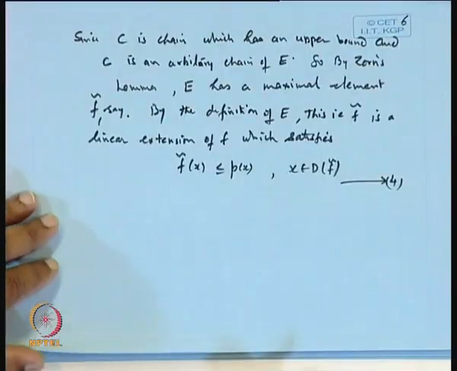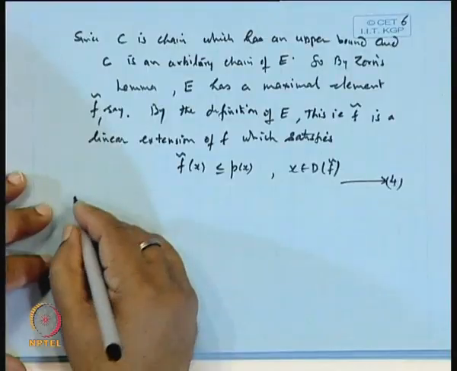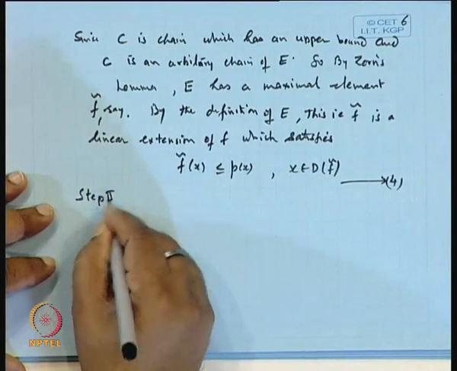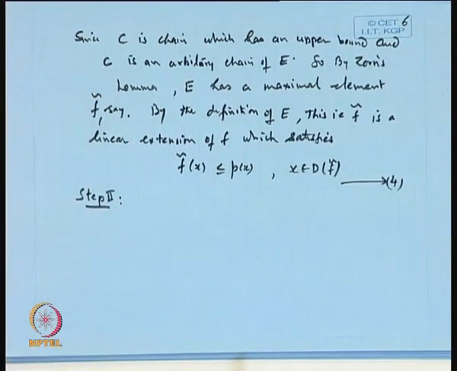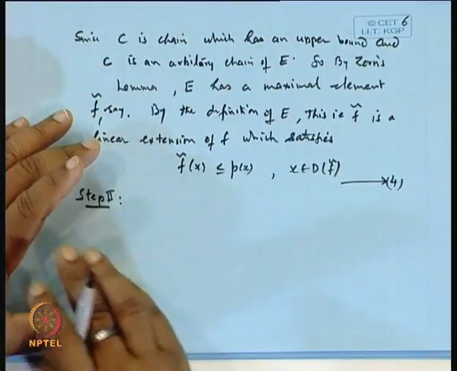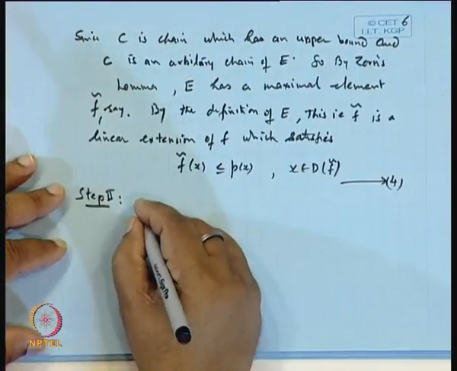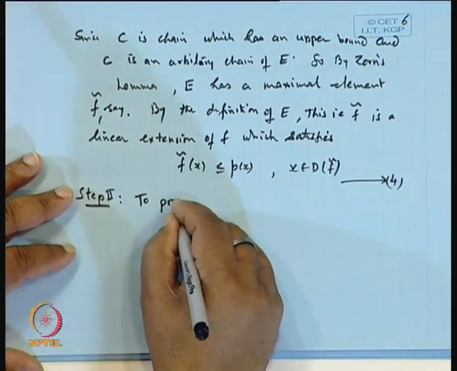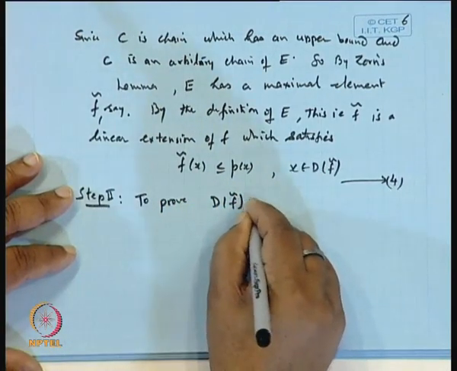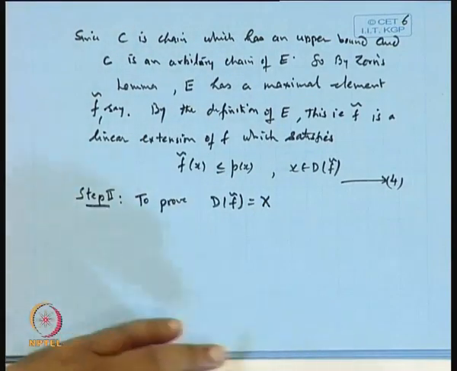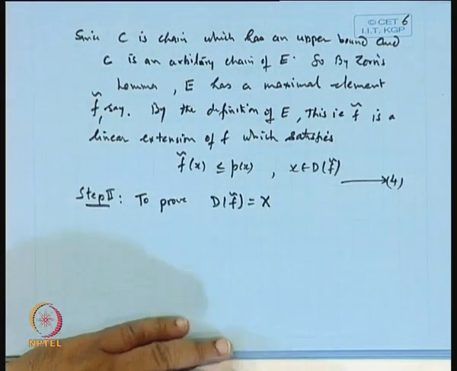Now we will show that this F delta is linear on the entire X, defined on the entire X. So step 2. We now show that, if it is defined on the entire X, it means the domain of F delta, if it is X, then we say it is defined on the entire X. So we now show the domain of F delta is all of X.